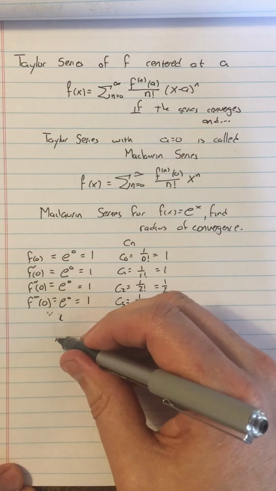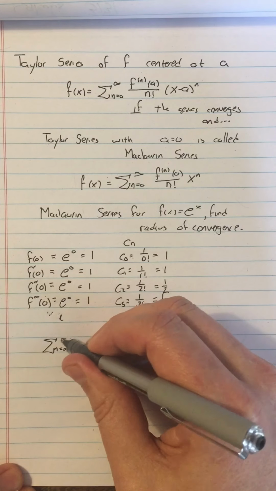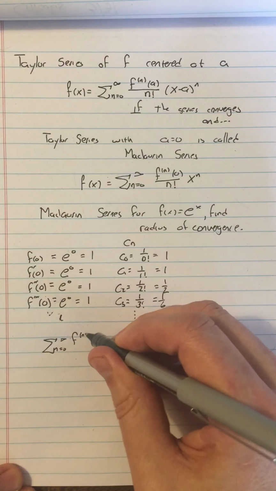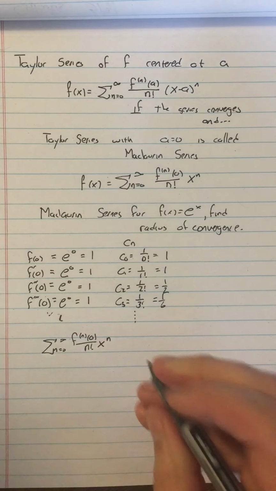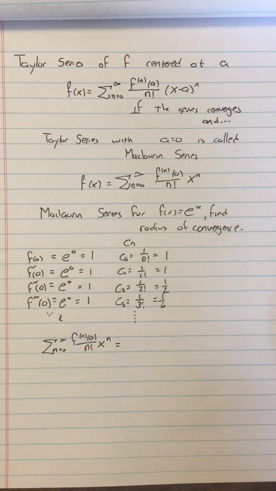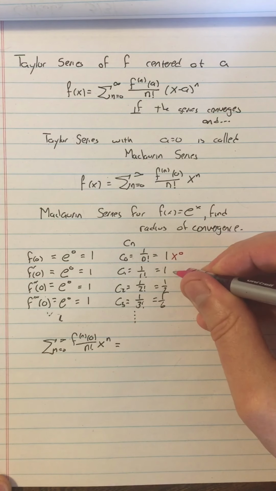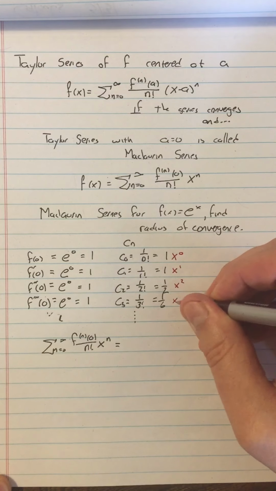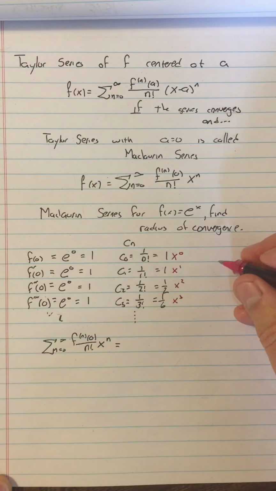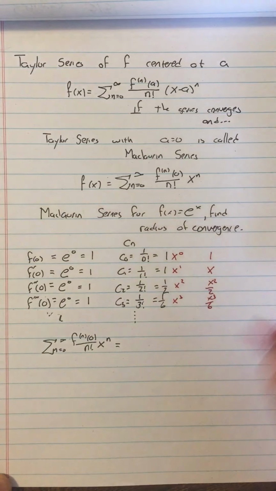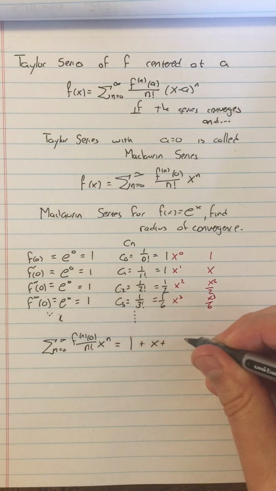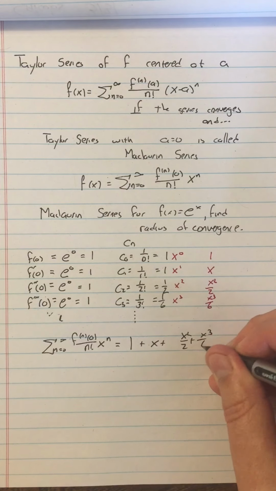So what I can see is that my sum from n equals 0 to infinity of f^(n), the nth derivative at 0 over n factorial times x to the n, the Maclaurin series is, well, one thing that I need to make sure that I add on to here is the powers of x. So this is x to the 0, this is x to the 1, this is x to the 2, this is x to the 3. So my actual term of the sequence is going to be 1, x, x squared over 2, x cubed over 6, etc. Right? So what I have then is 1 plus x plus x squared over 2 plus x cubed over 6 plus etc.